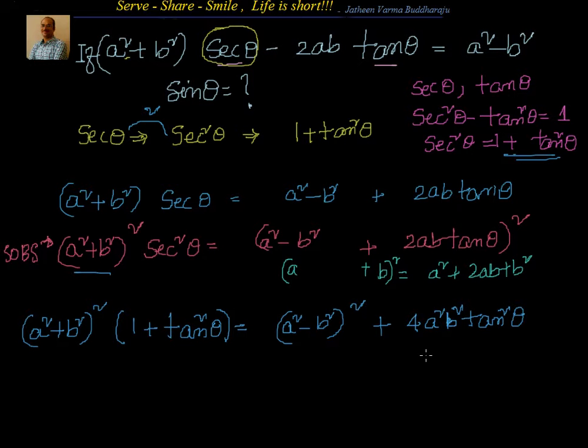Then you have the 2ab term, which is equal to 2 into a into b, that means 2 into (a square minus b square) into 2ab tan theta. So can I write it as 4ab into (a square minus b square) tan theta.